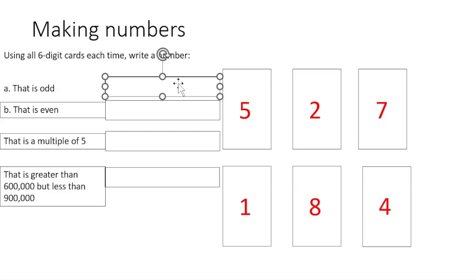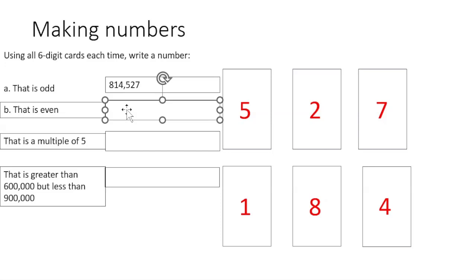So you know, our 1s, 3s, 5s, 7s, and 9s, those are the odd numbers. So for example, we could go 814,527. So that's an odd number. An odd number is just one that ends in an odd digit, which again are 1s, 3s, 5s, 7s, and 9s. So that is an odd number there.